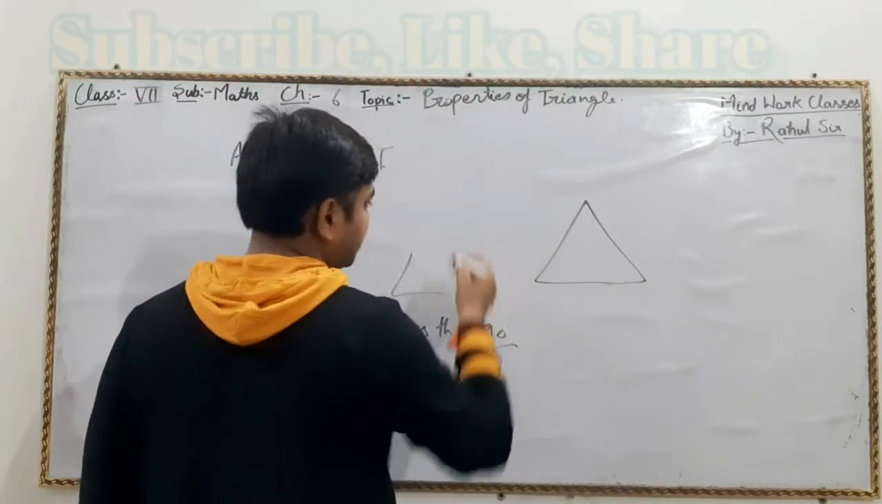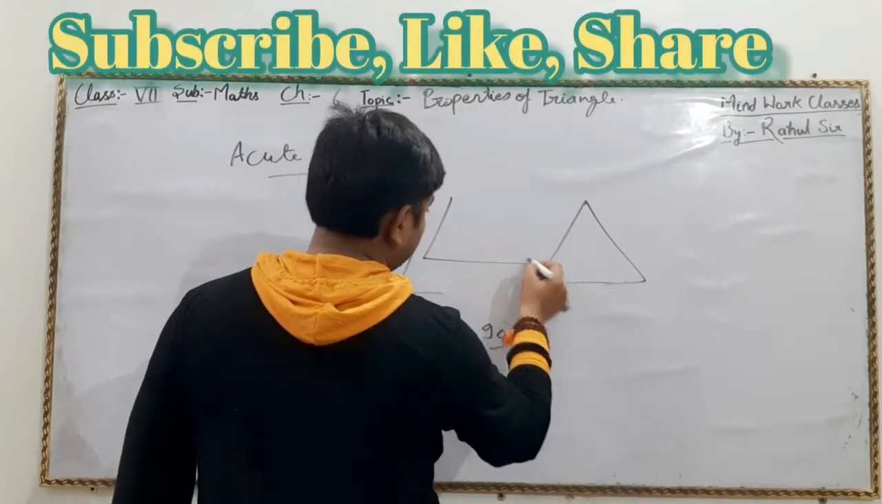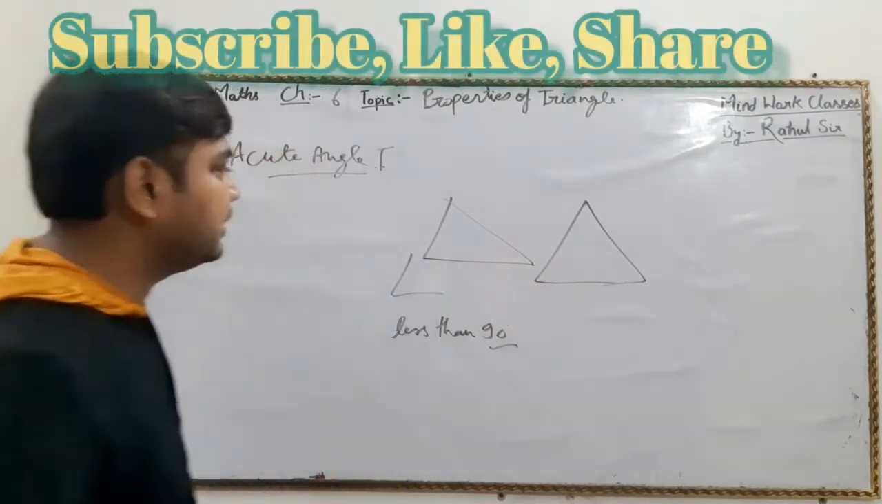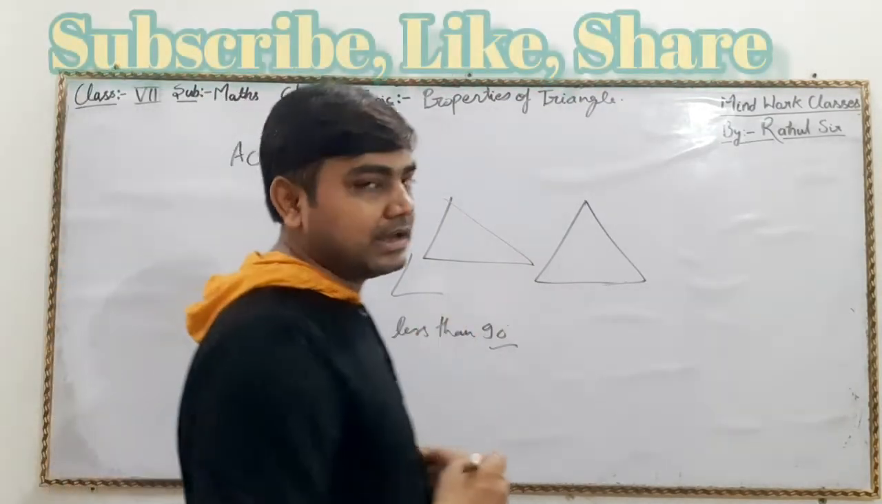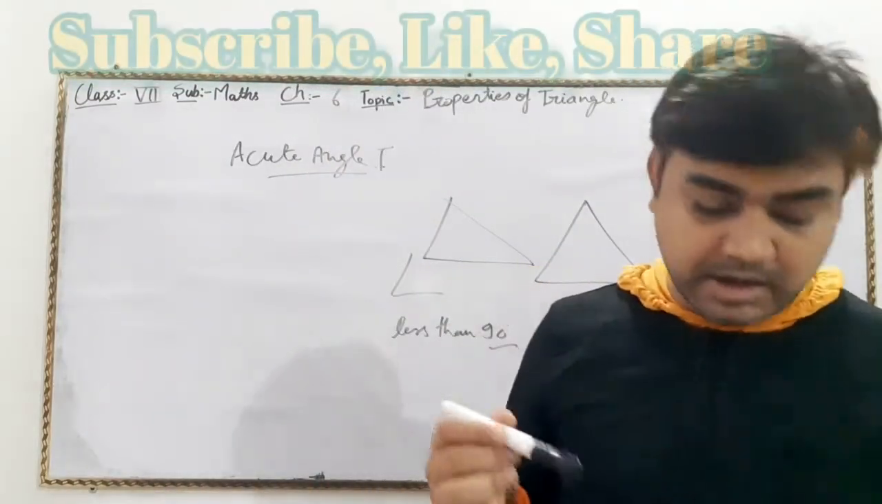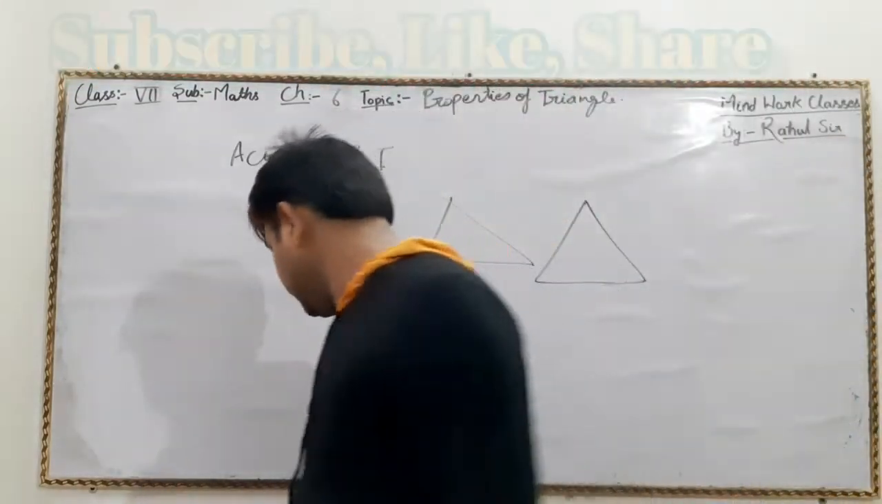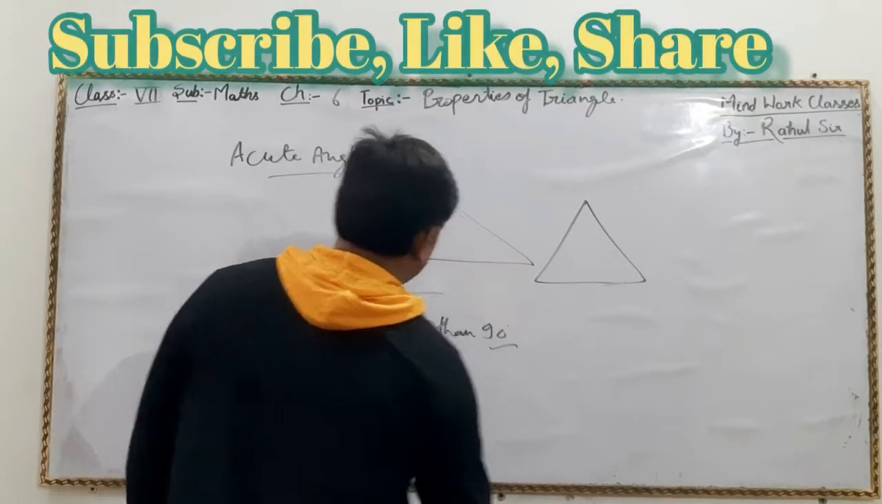Like this one. These are acute angle triangles. In this case all the angles must be less than 90 degrees. So these types of triangles are known as acute angle triangles.